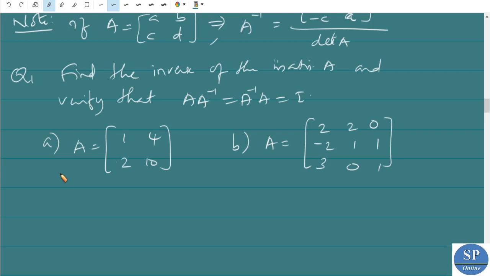So this method is called the adjoint method, to find the inverse of a matrix by using the adjoint. I am leaving this as homework. You just find the inverse and verify that A into A inverse equals A inverse into A equals I. Next, we have a theorem.